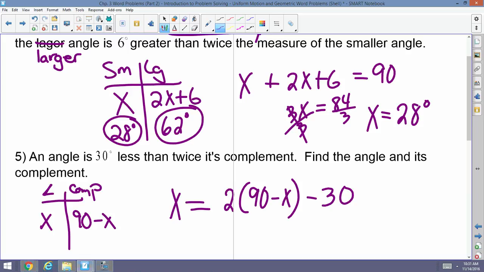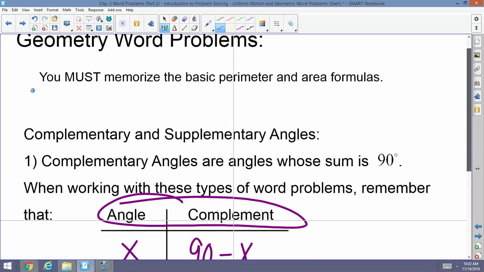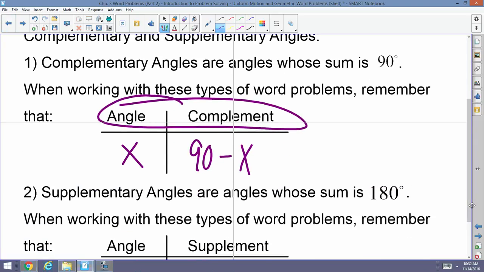Because an angle is twice less than its complement. Didn't we just talk about the fact that when they say angle and complement, this is what you're going to do always?